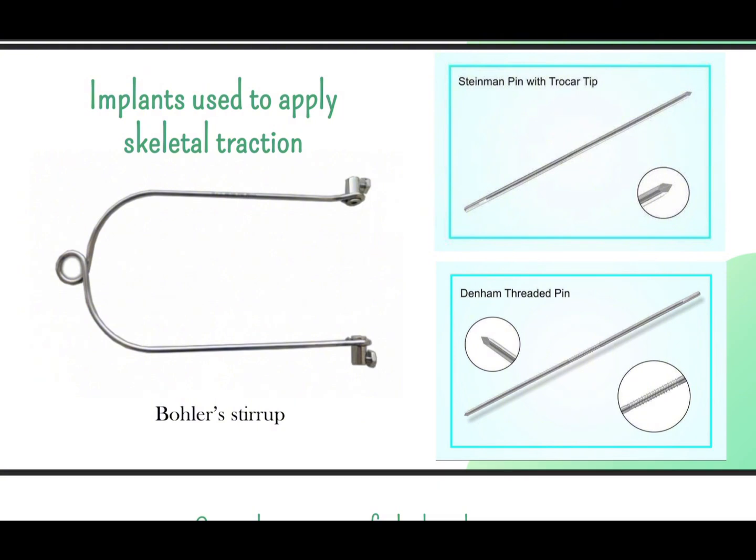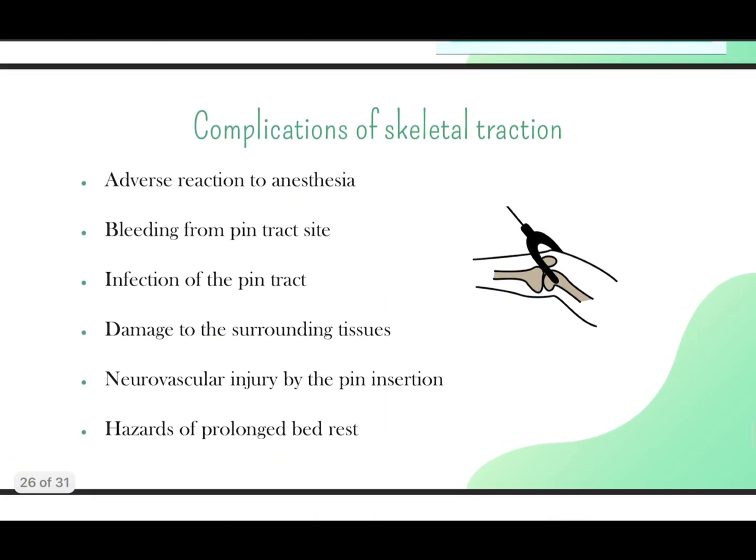Another implant is Bohler's stirrup. So we apply the pin here and we hang the weight over here. Now let's talk about the complications of skeletal traction.